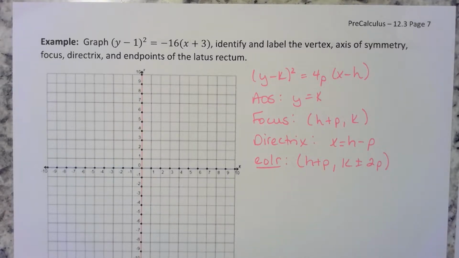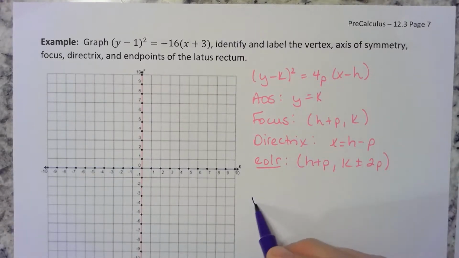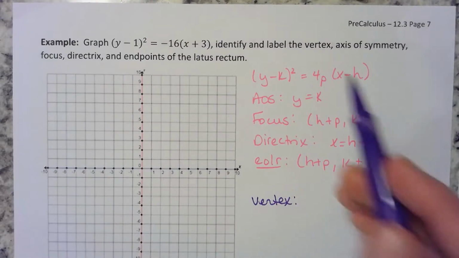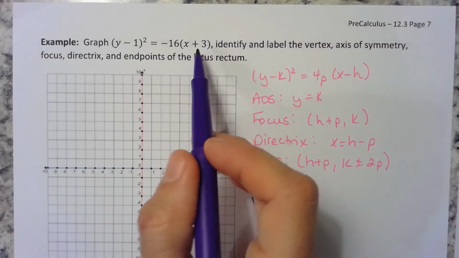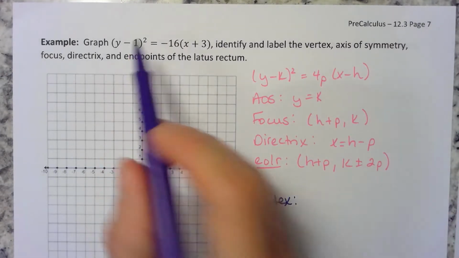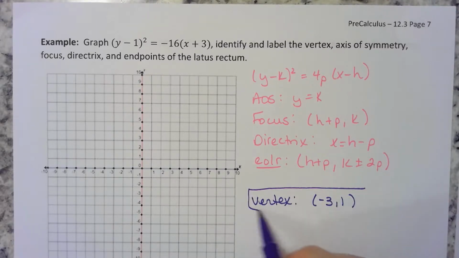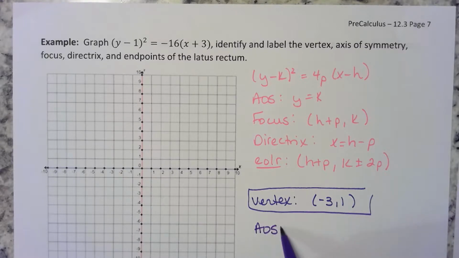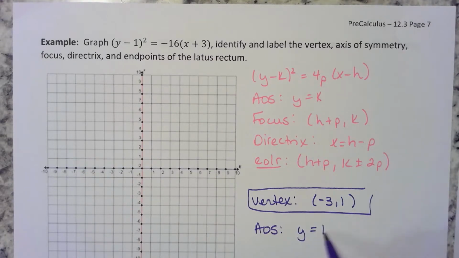So if I'm first looking for the vertex, the vertex is going to be x, y. So h, k, that's going to be negative 3, 1. The axis of symmetry is going to be y equals k. K is this number, so we have y equals 1.